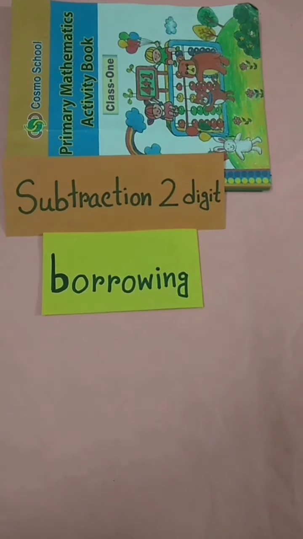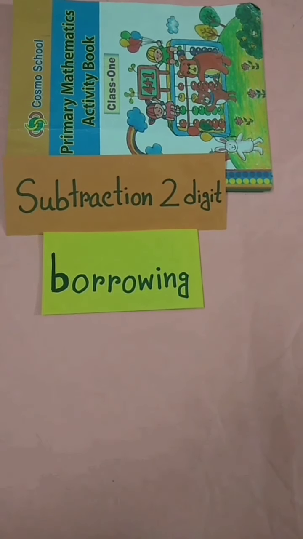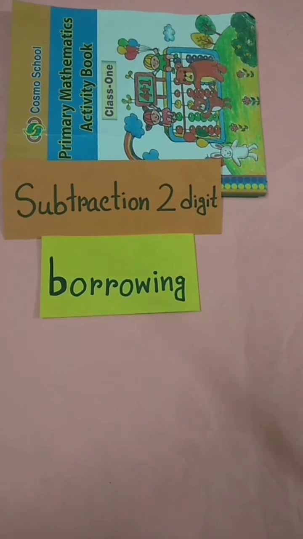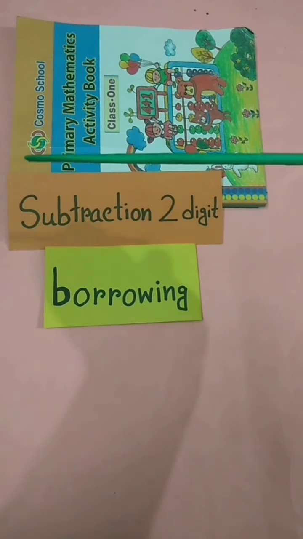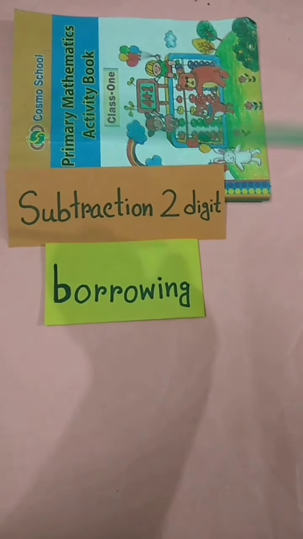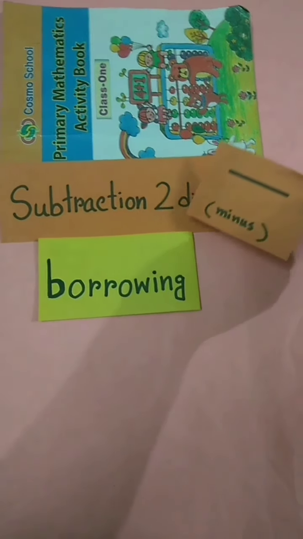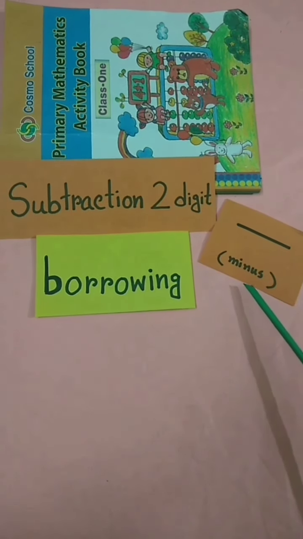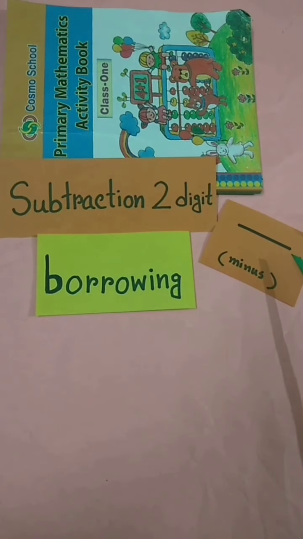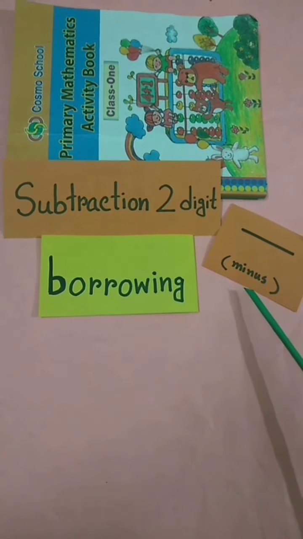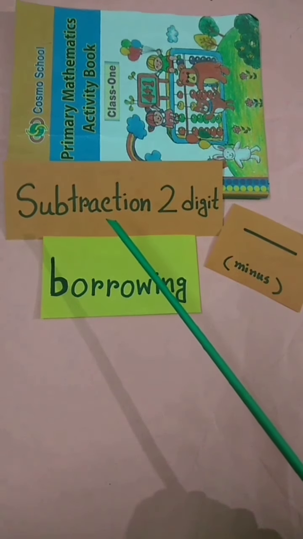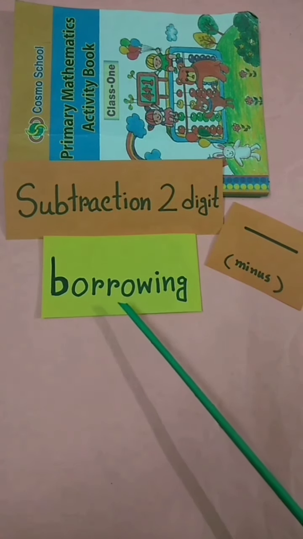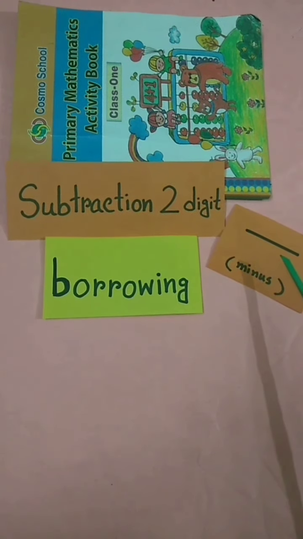Do you know what is our subtraction sign? Can anyone say to me how we will show it? Like this? A straight line? Yes, this is our subtraction sign, and we call it minus. A small straight line is called minus, and it's our subtraction sign. So today we will learn subtraction 2 digit with borrowing.